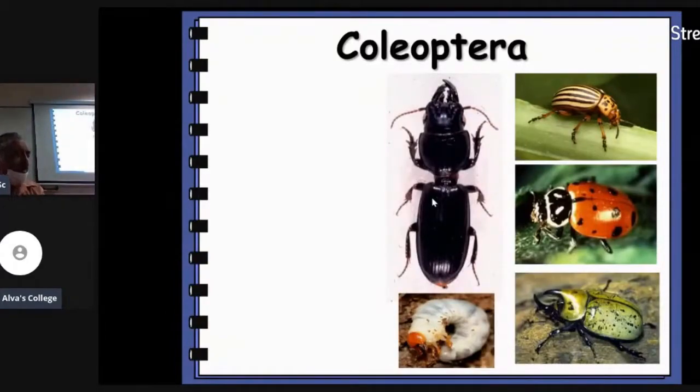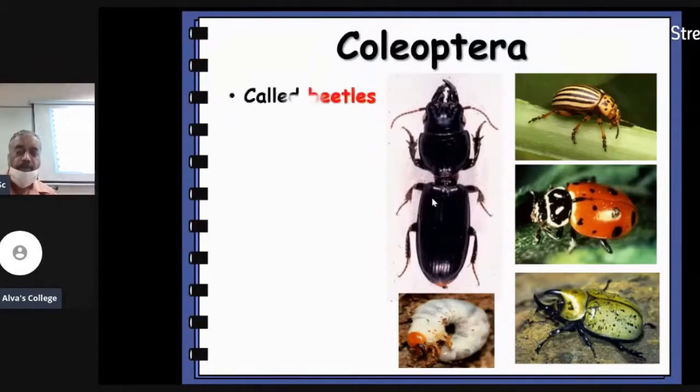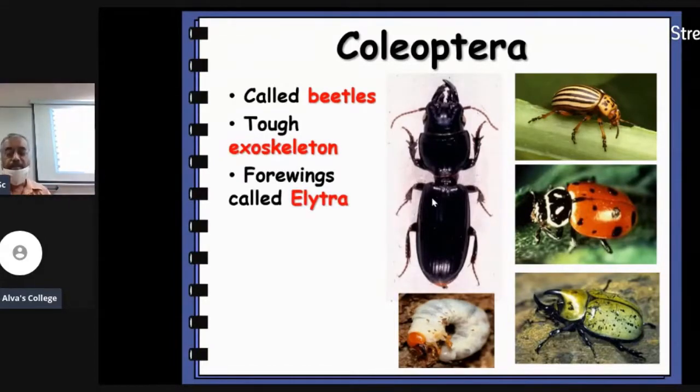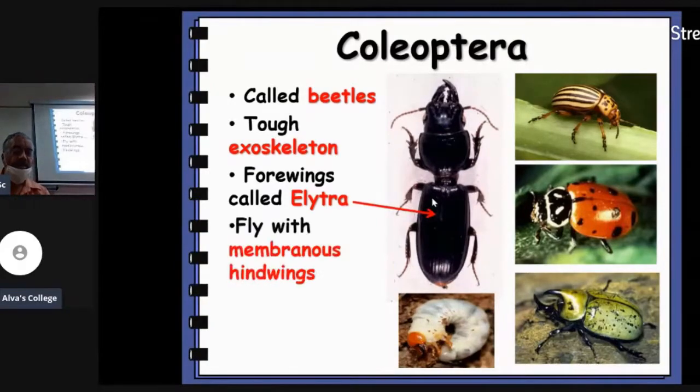Now, coleus means hard, tera means wings. As we discussed earlier, the elytra, or the forewings, are very hard structures, and that's why all these beetles belong to the order called Coleoptera. They have a tough exoskeleton. Their wings are modified into very horny structures called the elytra. You can see this is the elytra. They're highly chitinous, and the hind wings are folded under the forewings, and they're highly membranous.